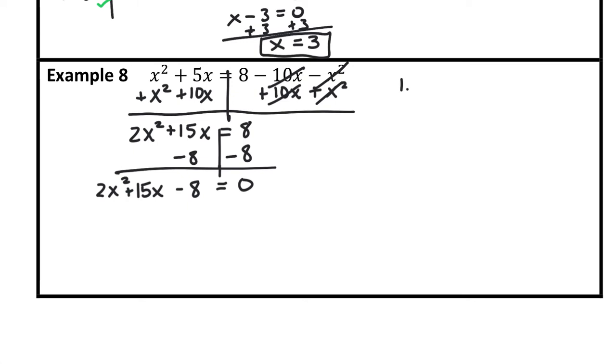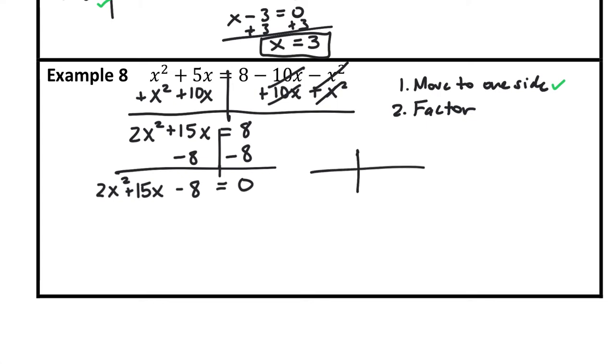So I've completed step 1. I'm going to move to one side. Step 2, factor. So maybe I can do the table method and do the table over here. So I'm looking for two things that multiply.